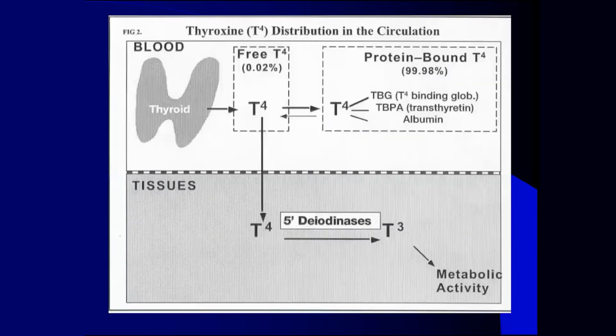So as you can see here, this T4 is going into the tissues, and with the help of this enzyme is being converted into T3, which is actually performing the more metabolic activity. It is metabolically the more active form. T3 is more metabolically active than T4.